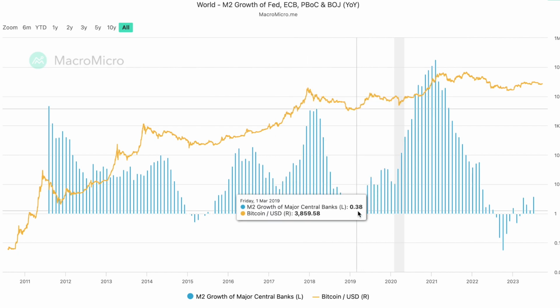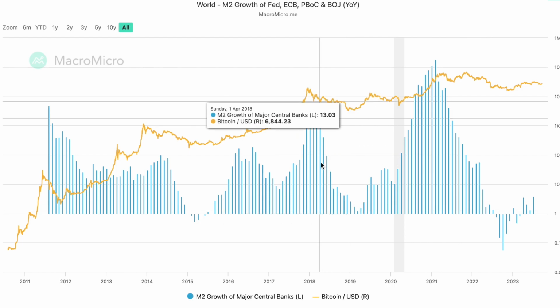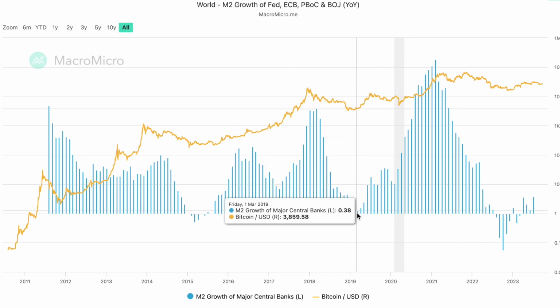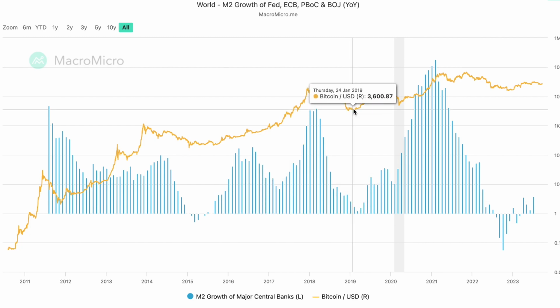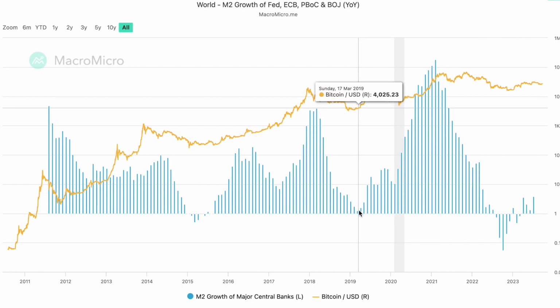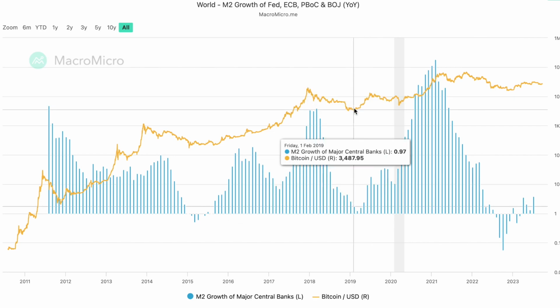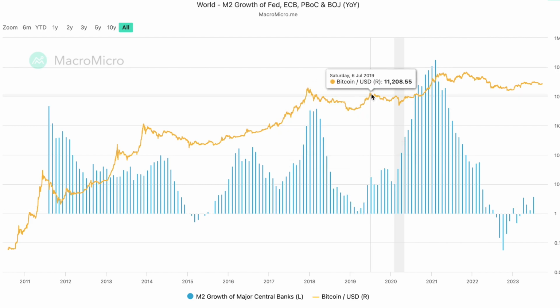We also see an example of this back here in 2019, where briefly the M2 growth of the Fed, ECB, PBOC, and BOJ almost went negative. It didn't quite go negative, it went down to a 0.38. And this was also near the period of time in Bitcoin's end of 2018 bear market, beginning of 2019, whenever it was just above 3 grand. And once M2 growth started the expansion phase again, we also saw Bitcoin's price go from 3 grand all the way up to almost 14 grand.